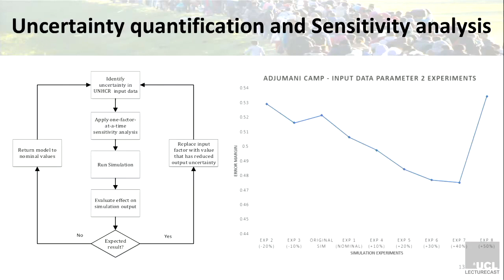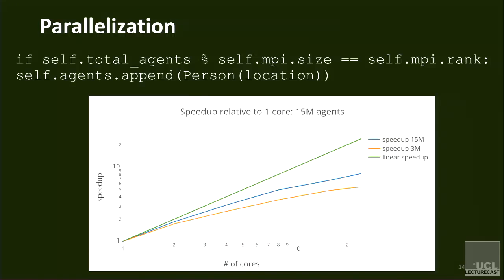This is the result that he got. You can see that the higher the number of refugees, the more the error margin decreased. However, when he increased the refugee numbers by 50%, it actually increased the error margin. So you can understand that input data actually has uncertainty that carries through to the output data. So, parallelization.